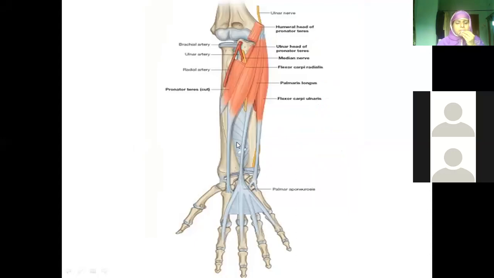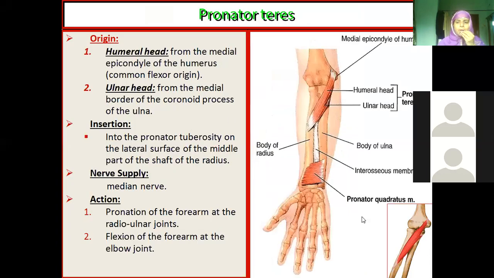So we have these muscles in the front. The very first muscle we have here is pronator teres. Then we have flexor carpi radialis, which is towards the thumb, that's why radialis. This muscle will have a small belly and long tendon, that is palmaris longus. Then we have flexor carpi ulnaris. Now let us see the origin and insertion of these muscles.